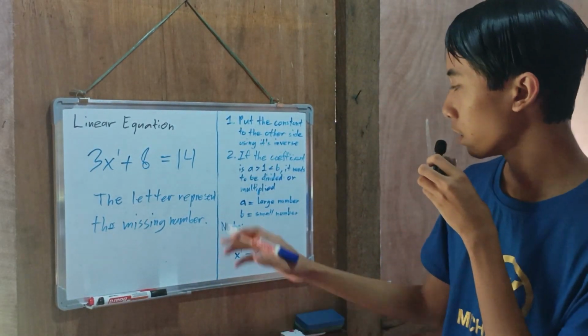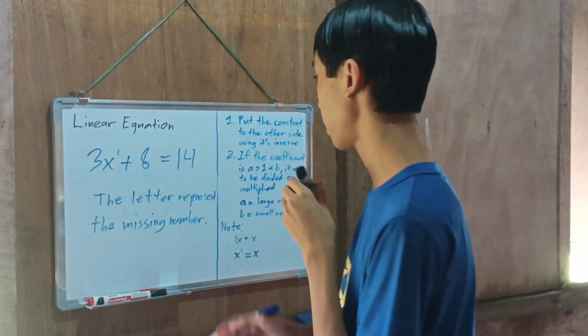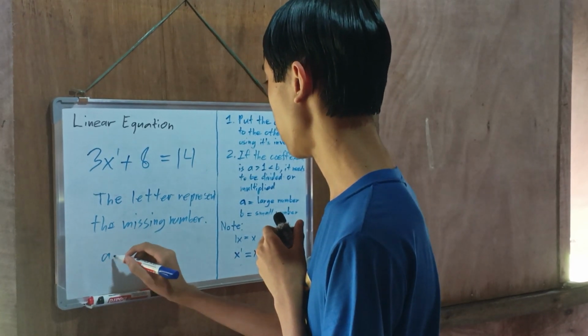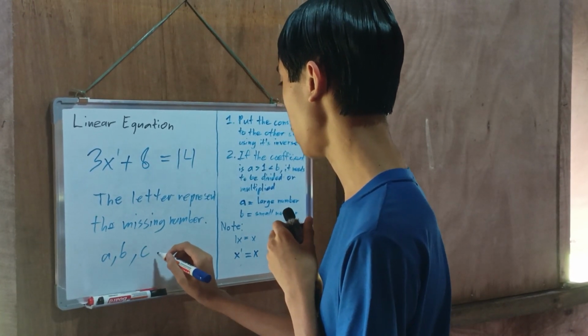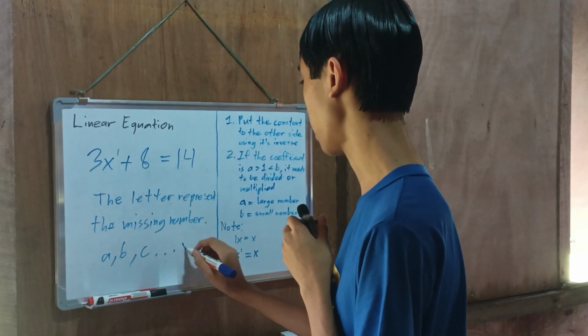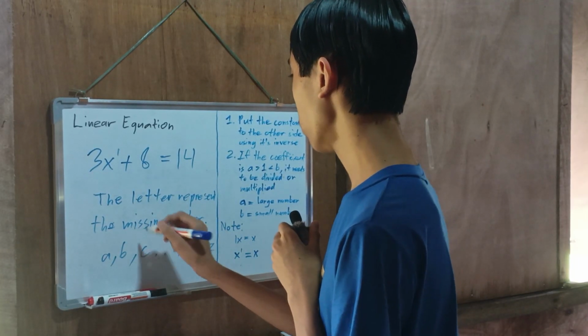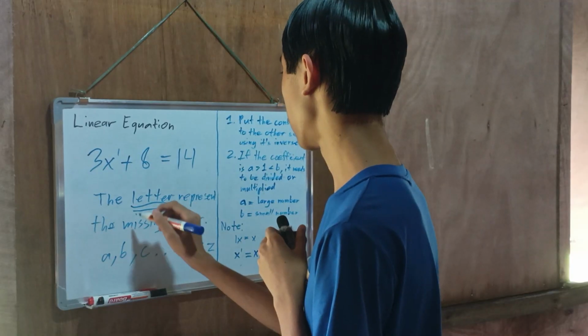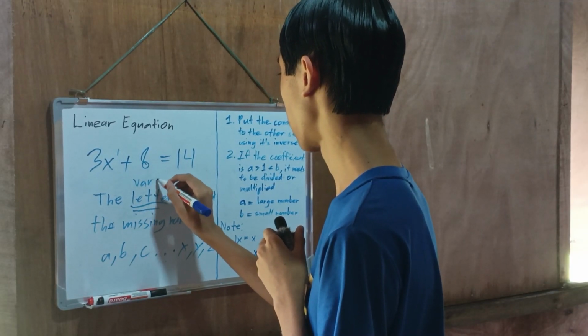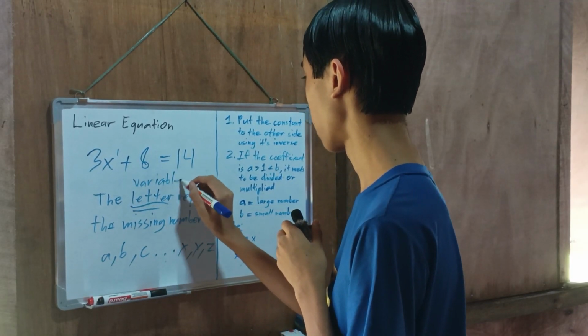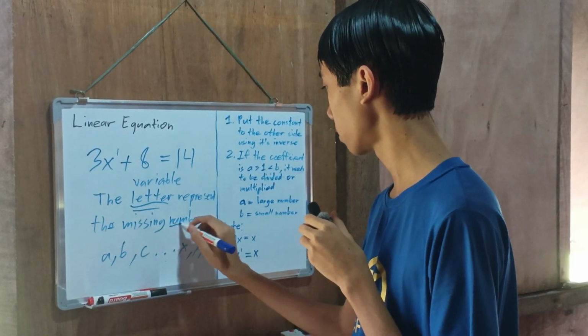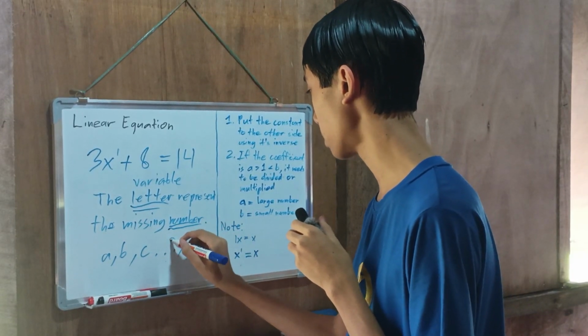Now letter can be anything like A, B, C, and so forth and so on, like X, Y, and Z. Now, letter can be called as a variable, while number can be called as constant.